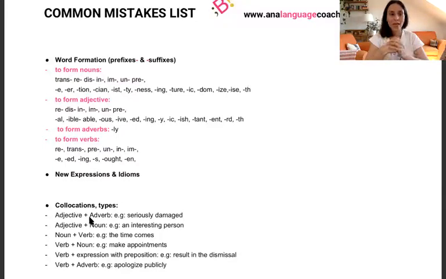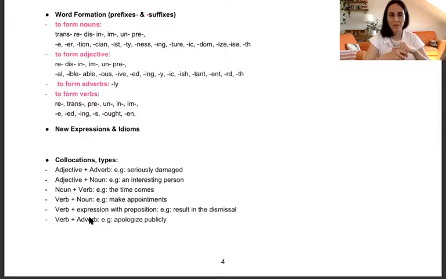Okay, and then new expressions and idioms, any kind of fixed sentence or any idiom that you know and that you discover with me, you should be placing in some notebook, in some document. Collocations, this is the last part, I mean. Adjectives plus adverbs: seriously damaged. I'm giving you collocations. Collocations can also appear in the fourth part of the official Use of English exam, so be careful with that. Adjectives plus noun: an interesting person.